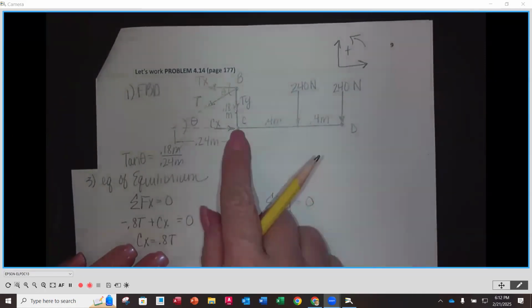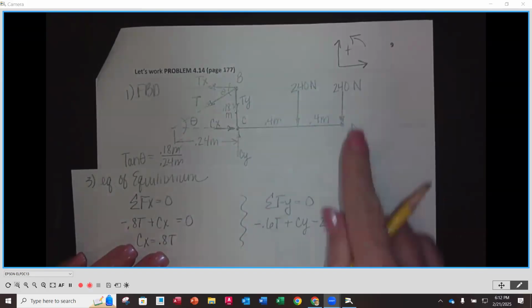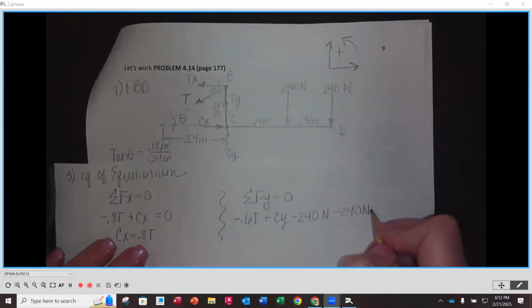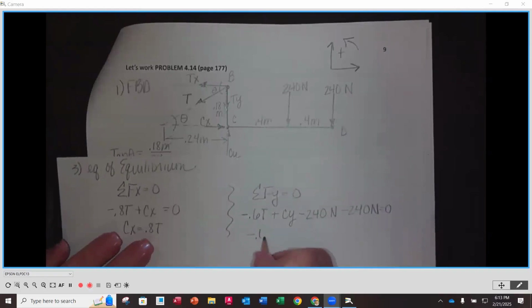And then I've got a CY going up. So I'm going to have a positive CY. Then I've got a 240 going down, and that's newtons. And I've got another 240 going down, and that's newtons. Okay, and I'm at the end of my piece of paper. Luckily, I have to set that equal to 0. Make sure you do that. Remember, the sum of the forces are on the left-hand side of the equation. Then I have an equal sign, and I have to set it equal to 0. So now I'm going to combine these two, and I'm going to move them to the other side. So I'm going to have a negative 0.6T plus CY is equal to 480 newtons.